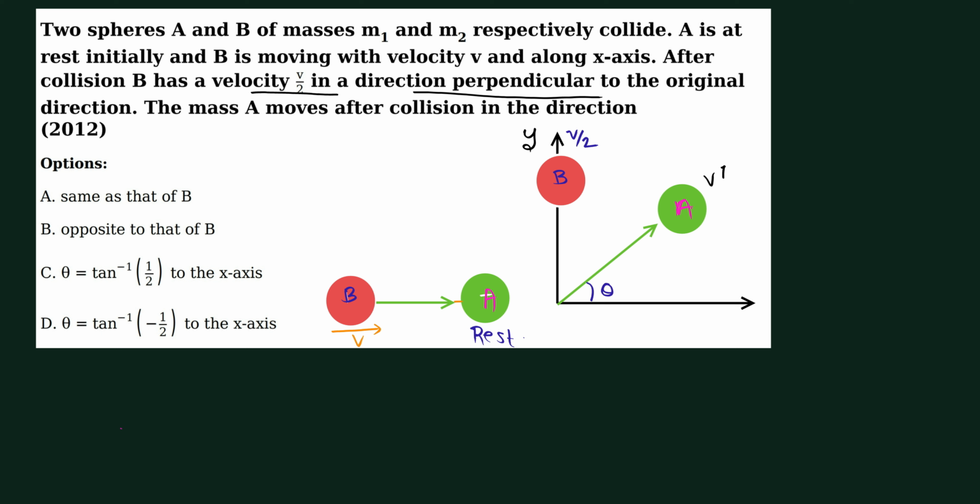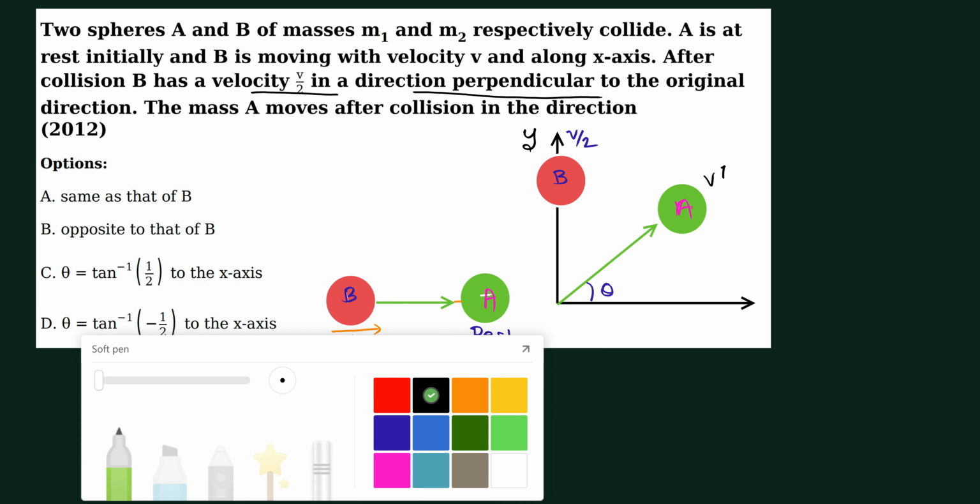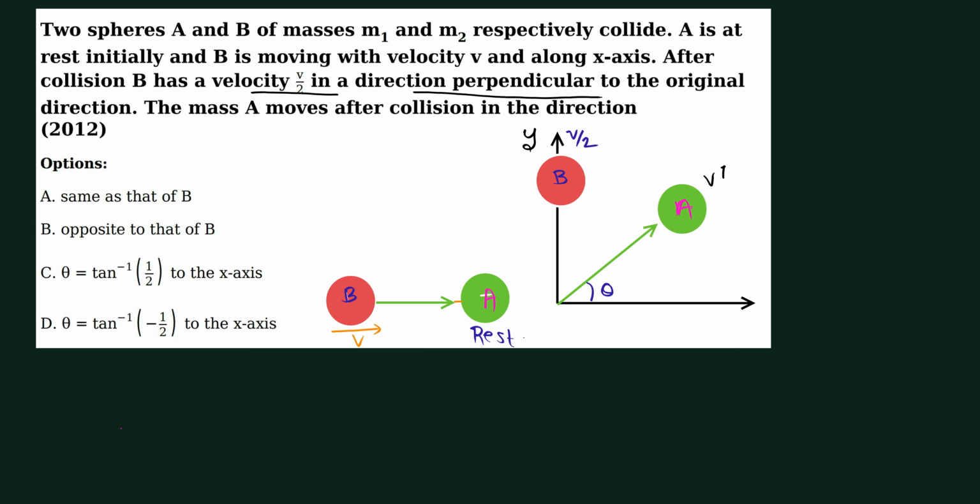So let us assume it is moving along this direction. It is making angle theta with the horizontal x-axis. We need to find the direction of ball A. So you apply the law of conservation of momentum along the x-axis. Along the x-axis, apply the law of conservation of momentum. Momentum before collision, momentum after collision. Momentum means mass into velocity.